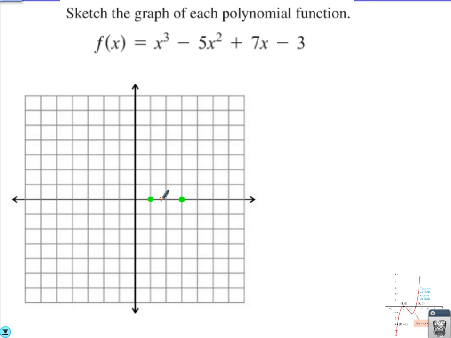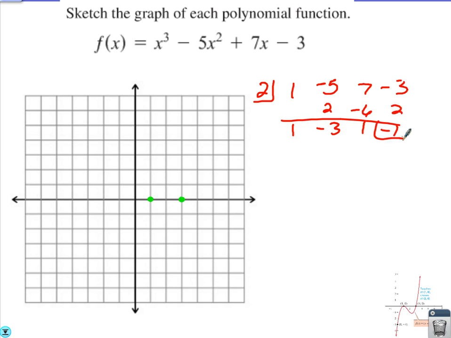And you've got 2 options now of how to plug this in. You can actually go in and do 2 to the third minus 5 times 4 plus 7 times 2 minus 3. Or if you prefer, use synthetic division, if you're pretty fast at it. When you plug in 2, you get negative 1. You can always use synthetic division to plug numbers in.